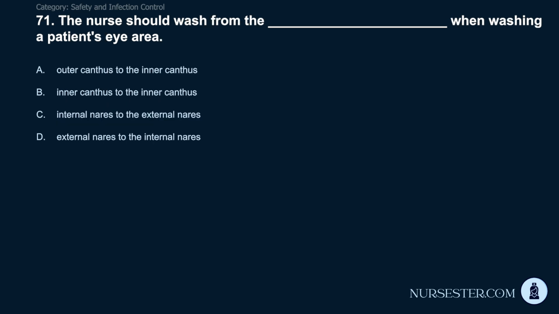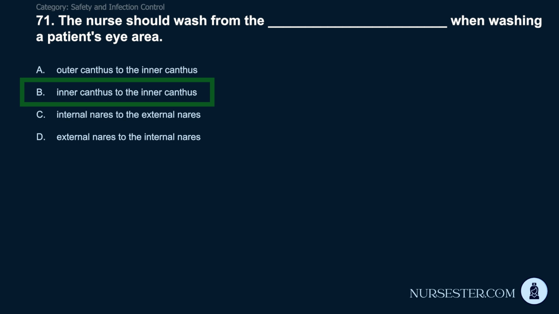71. The nurse should wash from the underscore when washing a patient's eye area. A. Outer canthus to the inner canthus. B. Inner canthus to the inner canthus. C. Internal nares to the external nares. D. External nares to the internal nares.